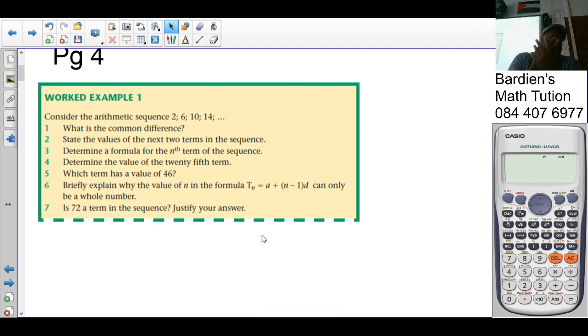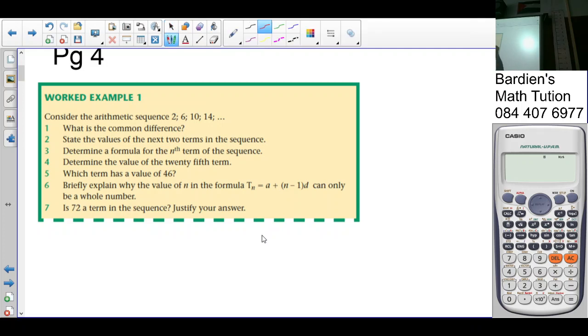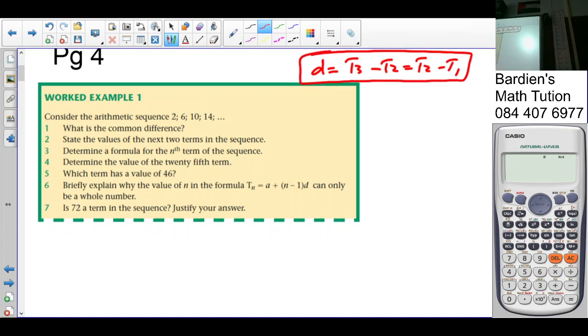Okay, so example on page 4, example 1, it says consider the arithmetic sequence 2, 6, 10, 14 and so on. What's the common difference? So as I said yesterday, to calculate the common difference, it's going to be T3 minus T2, which is equal to T2 minus T1. This is synonymous with arithmetic sequences. That's the one thing that applies to arithmetic sequences only. Okay?